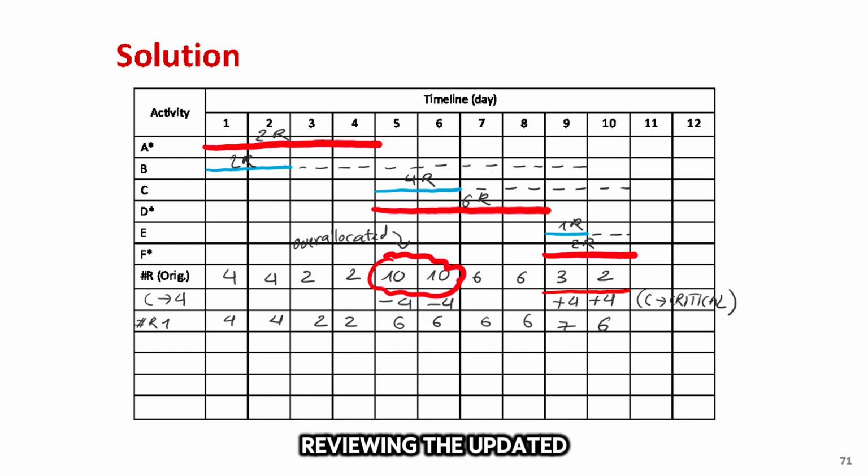Next, we continue reviewing the updated schedule and notice another overallocation on day 9, where 7 laborers are needed, but only 6 are available. The demand comes from 3 activities running on that day: 1 laborer for E, 2 laborers for F, and 4 laborers for C. Since only E is non-critical, we first attempt to delay it. E can be delayed by 1 day without extending the project duration, but this alone does not fully resolve the overallocation, because the resource demand for day 10 will increase to 7.